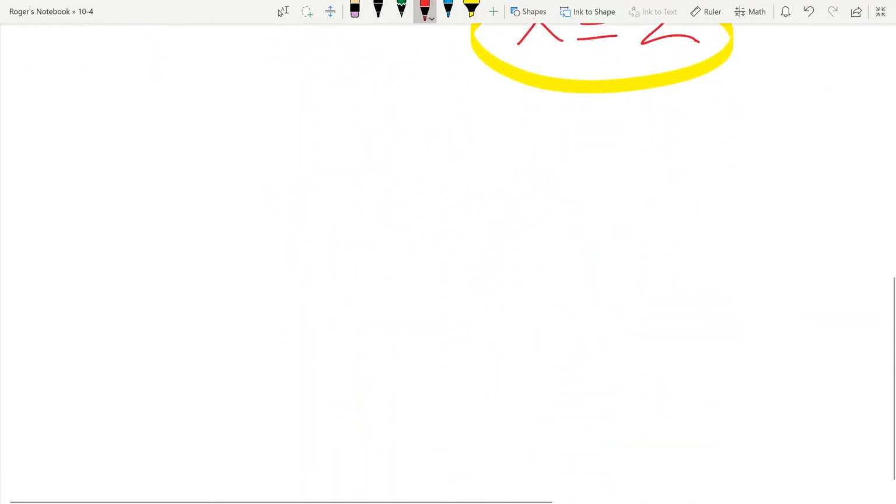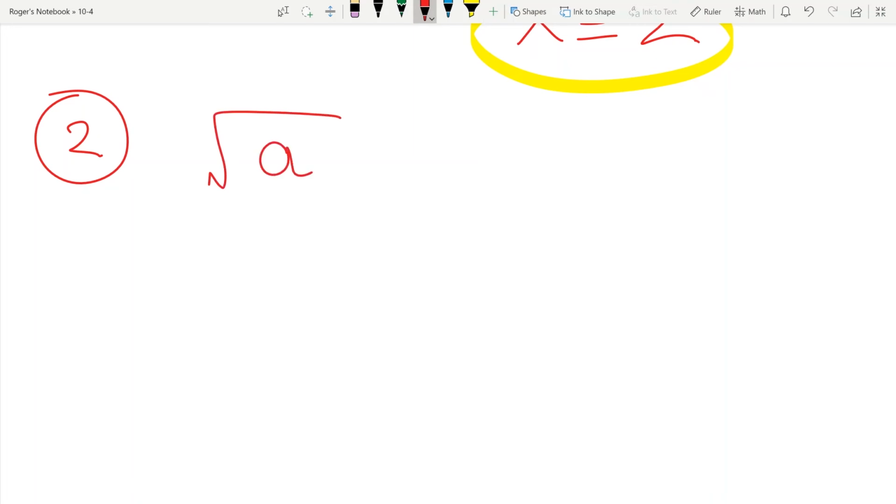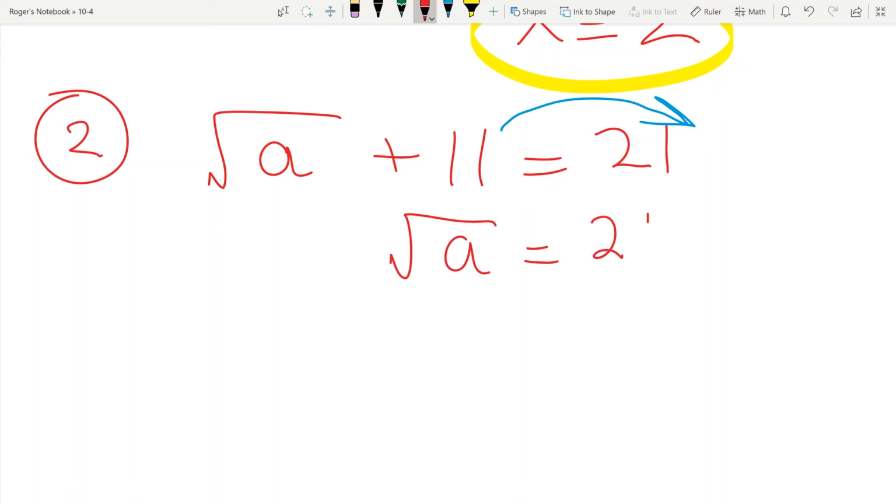Example number 2. Okay, is going to be the square root of a plus 11 is equal to 21. Square root of a plus 11 equals 21. This one is even easier because this term is already by itself over here, so we just take the 11 to this side, and then we'll have the square root of a is equal to 21 minus 11. So the square root of a is equal to 10.